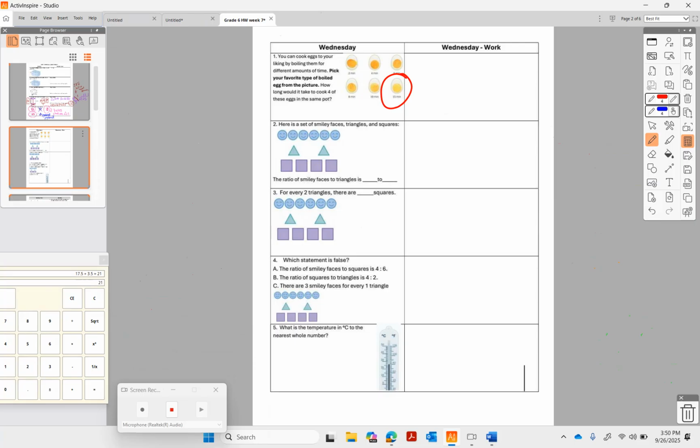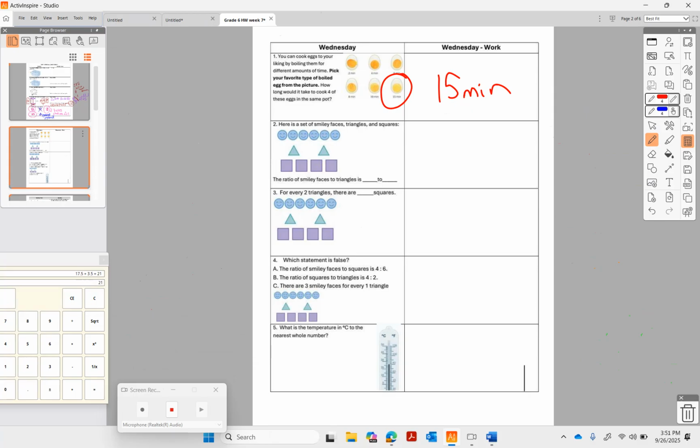So pick your favorite type of boiled egg. I'm going 15 minutes. How long would it take to cook 4 of these in the same pot? This is kind of a trick question because if I cook 1 egg or 2 or 3 or 4, I put them in a pot of boiling water. It still only takes 15 minutes. We talked about this in class. When you're boiling water, it's the same amount for however many you put in the pot.